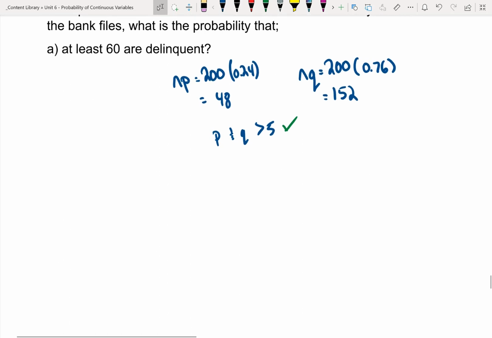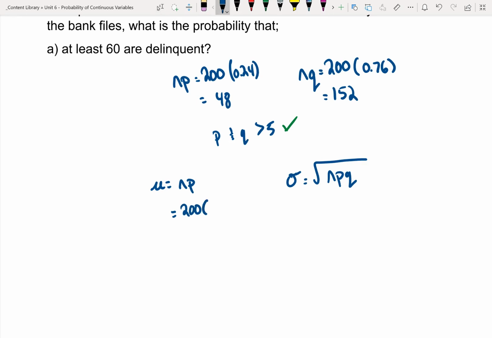Now we need to figure out our mean, which is n times p, and our standard deviation, which is the square root of n times p times q. n times p, which we've already done, is 200 times 0.24, which works out to 48. For the standard deviation, 200 times 0.24 times 0.76, all square rooted, is equal to 6.04.